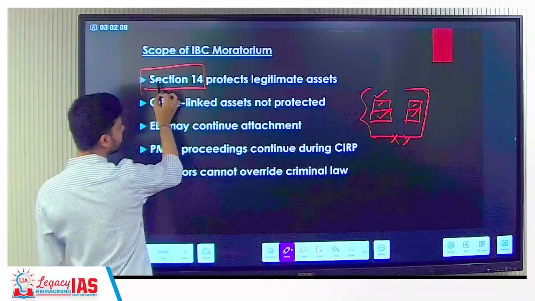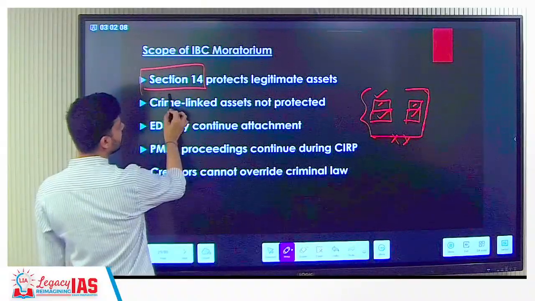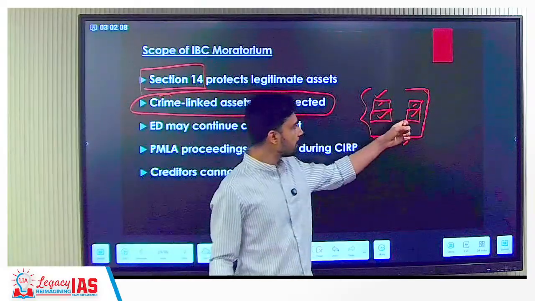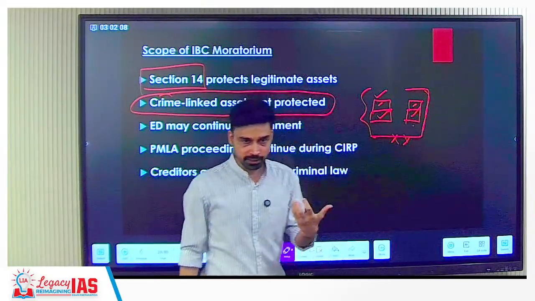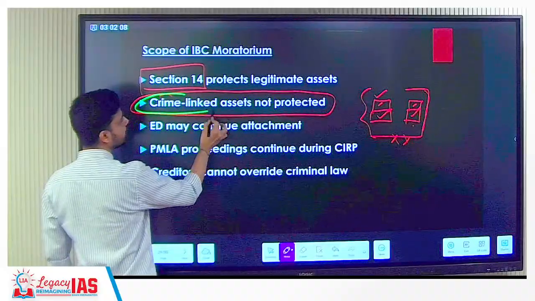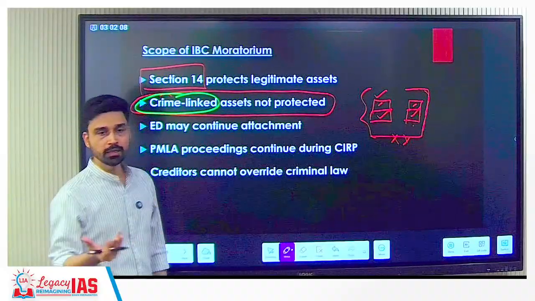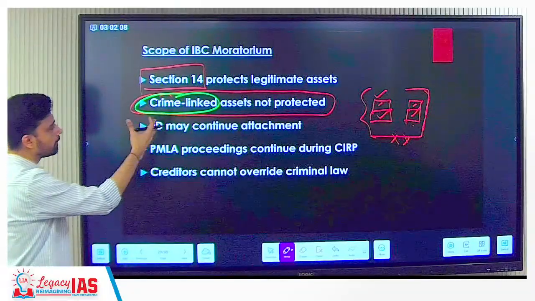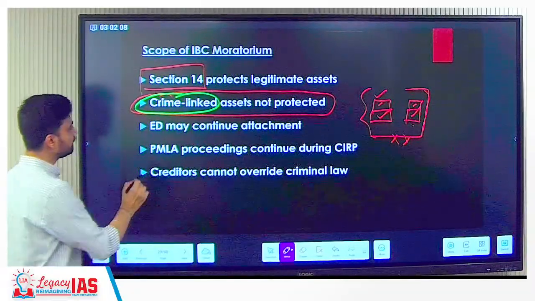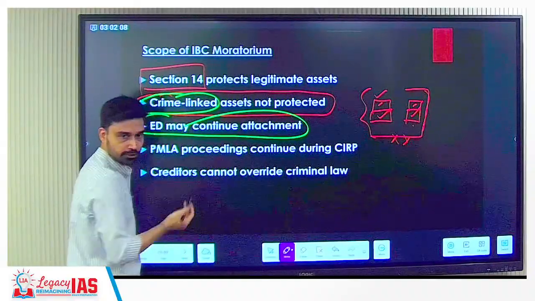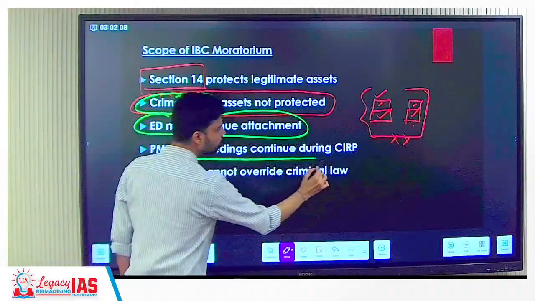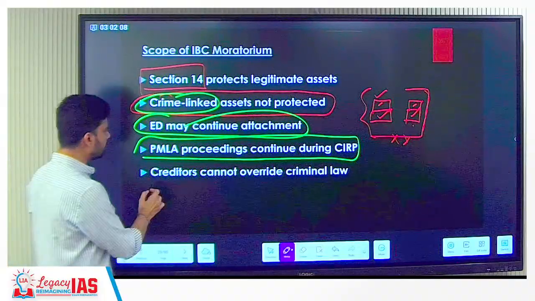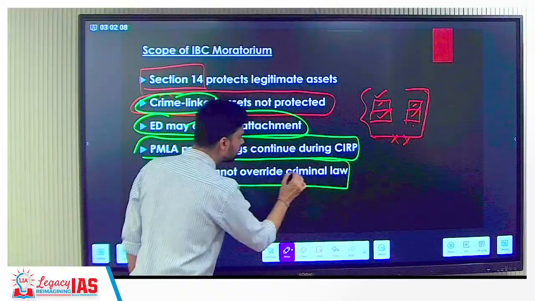That is under which act? Section 14 of the IBC. On the other hand, what the court is now saying is that inside these companies and factories, if some assets were linked to crime, okay, might have been purchased, let us suppose, by black money, or there is no record of whether the assets were involved in crime, in that case, ED may continue attaching and seizing it. PMLA proceedings will continue during the insolvency resolution procedure itself. Creditors cannot override criminal law.